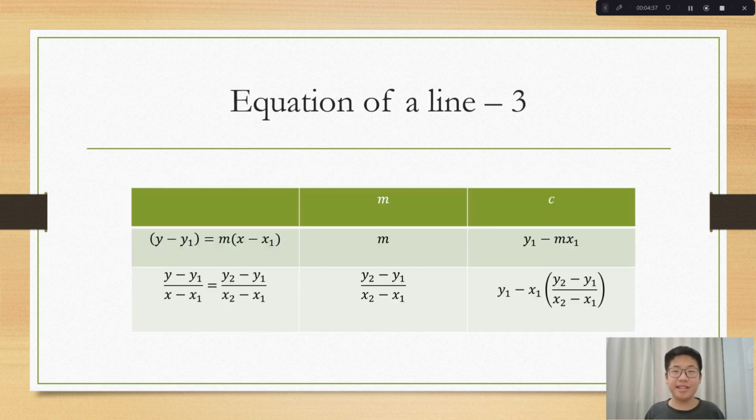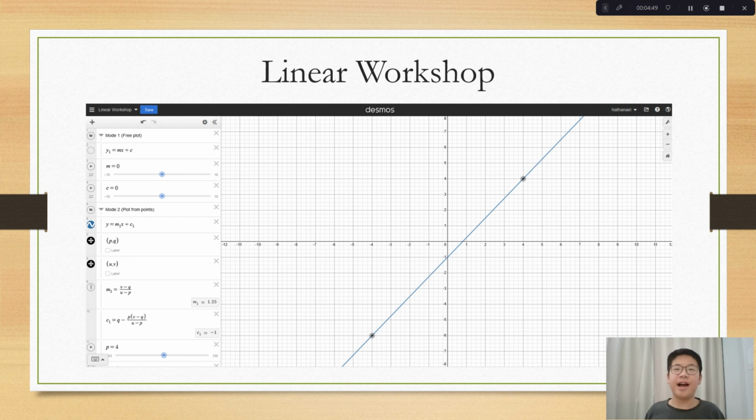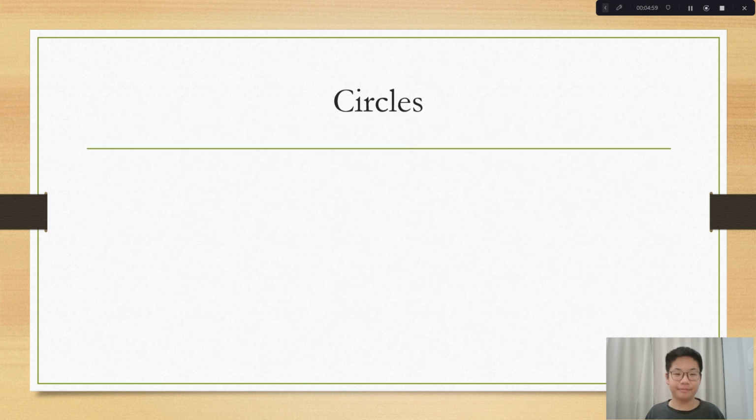So basically, here's a table for you to convert the other forms, which might be alien to you, to the normal form y equals mx plus c. There. You're done now? Oh, by the way, I have a program on Desmos called Linear Workshop, which is basically a free plot using y equals mx plus c and a plot from points. So have fun using it.